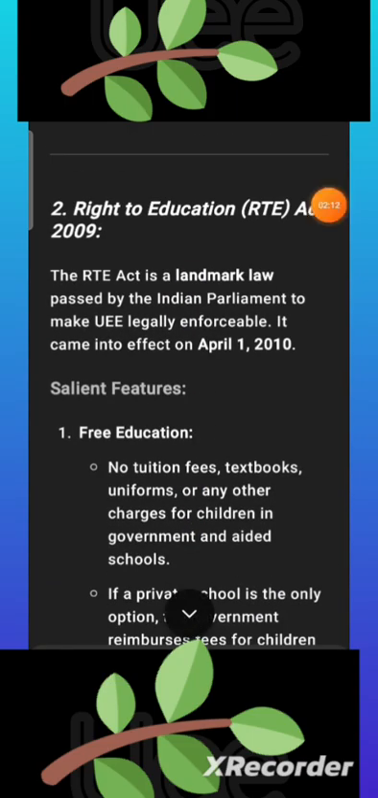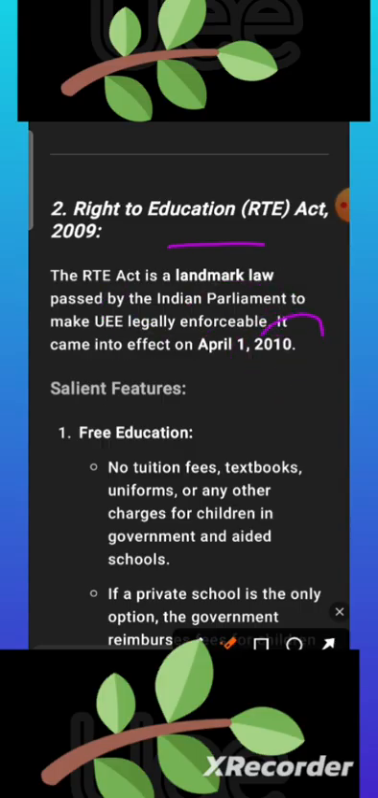Right to Education Act 2009. Constitutional status. The 86th Amendment 2002 added Article 21A. The state shall provide free and compulsory education to all children of age 6 to 14 years. The RTE Act was passed in 2009 and came into effect on April 1, 2010. So the RTE Act is a landmark law passed by the Indian Parliament to make UEE legally enforceable. It came into effect on April 1, 2010.